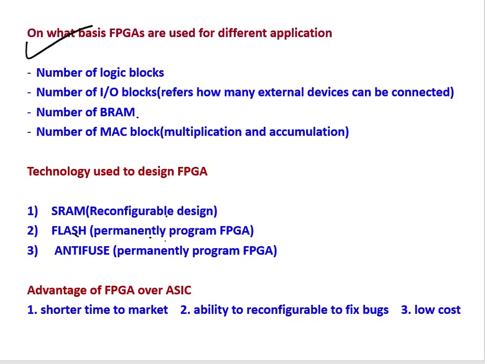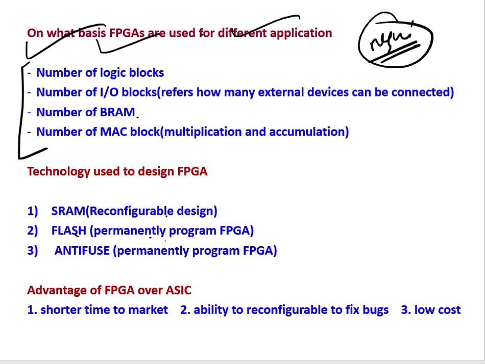The next one is on what basis FPGAs are used for different applications. So FPGAs are chosen based on these four points, as per the requirement. The first one is how many logic blocks are there in an FPGA, how many IO blocks are there in an FPGA, how many block RAMs are there in an FPGA, and how many MAC blocks are there in an FPGA.